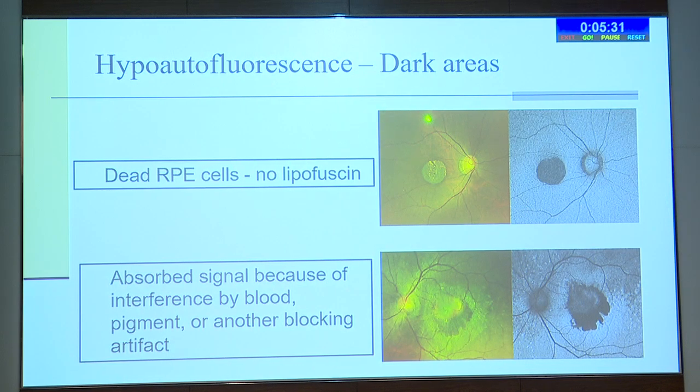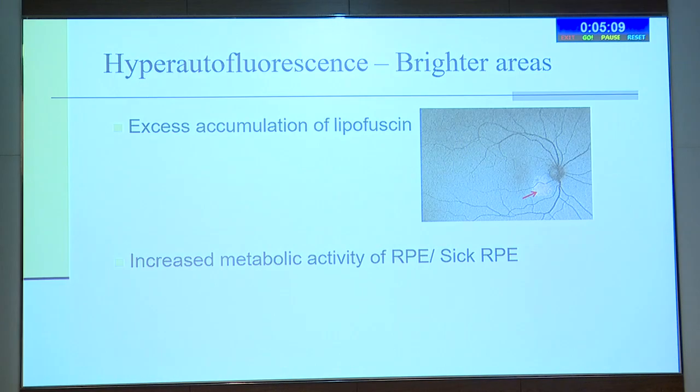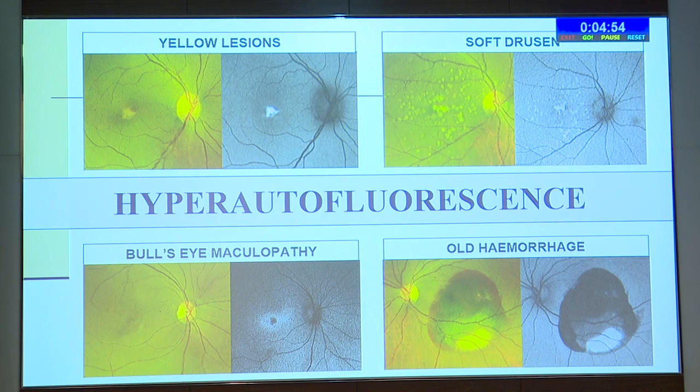In short, dark means dead. That means dead RPE cells, there's no lipofuscin, so you get a dark signal like this, and sometimes you get it because of blocking or absorption of the light by some other lesions, but in general, black means dead. Examples of these are RPE atrophy, laser scars, hemorrhage causing blocking, exudative lesions. What about hyperautofluorescence? That means brighter areas on the screen, as seen here. This is due to excessive accumulation of lipofuscin, and this indicates increased metabolic activity due to sick RPE. Examples are yellow lesions like pattern dystrophies, some soft drusen, and macular dystrophies.